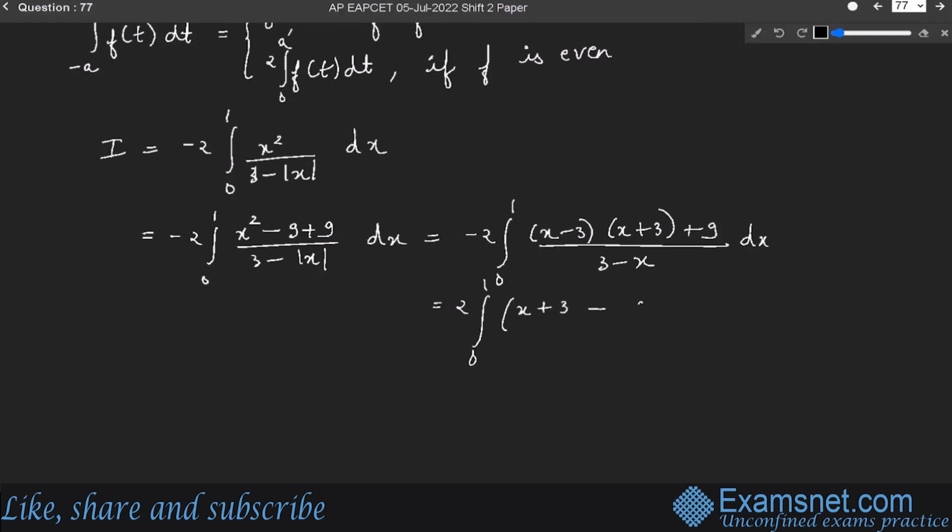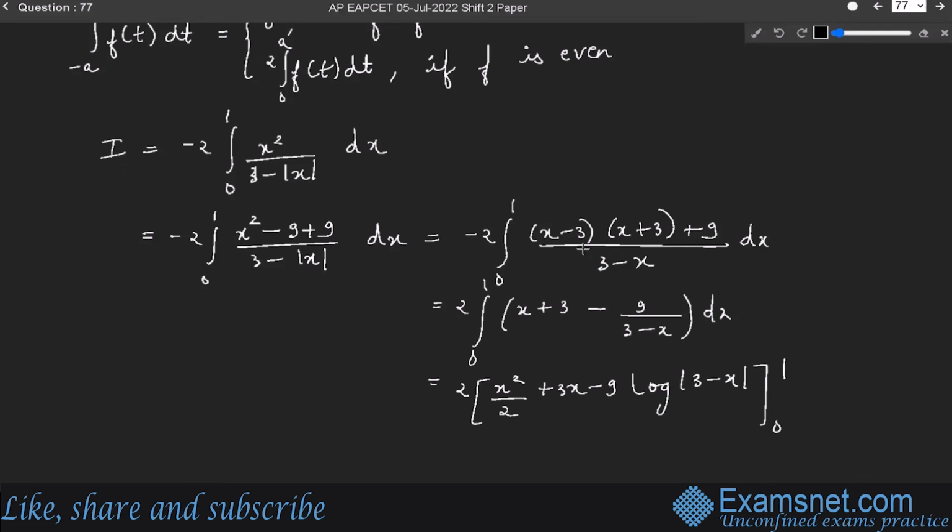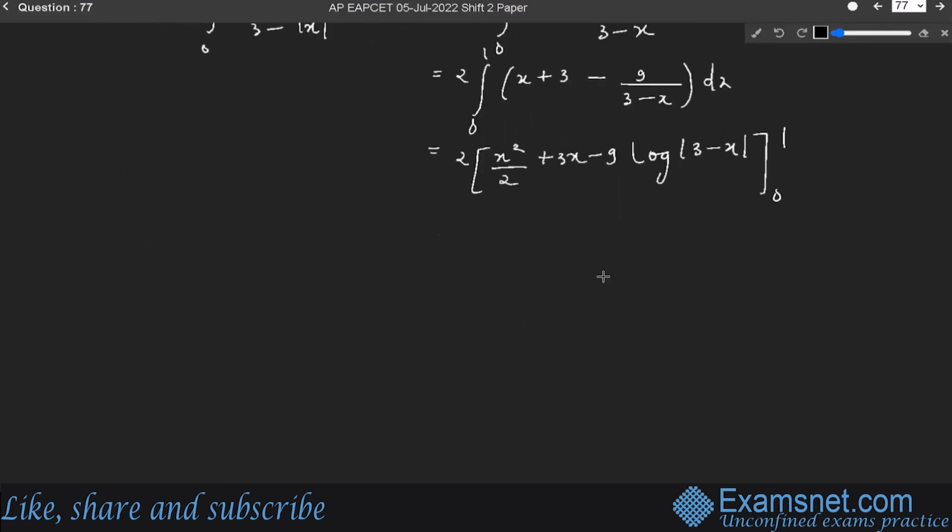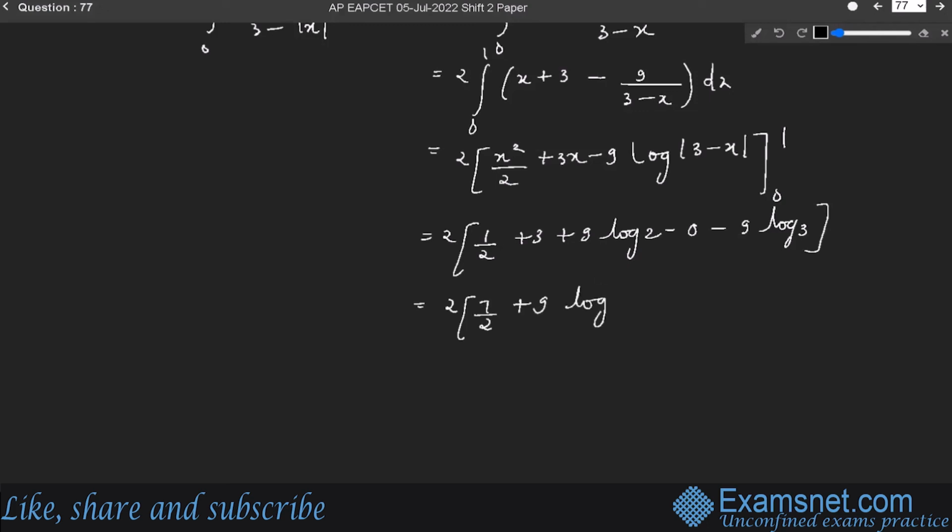Which will be equal to 2 into integral of 0 to 1 x plus 3 minus 9 upon 3 minus x dx, which will be equal to 2 into x square by 2 plus 3x minus 9 log of modulus of 3 minus x, and the limits are 0 to 1. Now, on applying the limits, it will be 2 into 1 by 2 plus 3 plus 9 log 2 minus 0 minus 9 log 3, which will be equal to 2 into 7 by 2 plus 9 log 2 by 3.